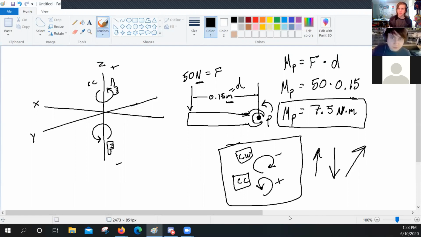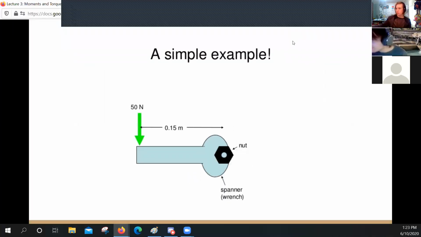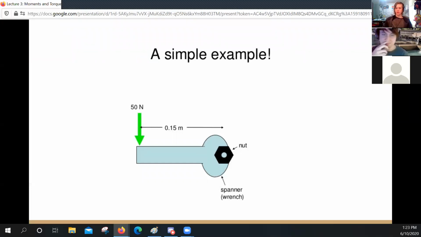Okay, so that was the simplest example I had, just to show you what a moment is. Because that's already kind of a thing, does anyone have any questions about moments in general? What moments are and how they work? No? Okay.